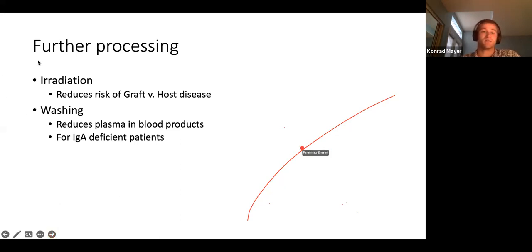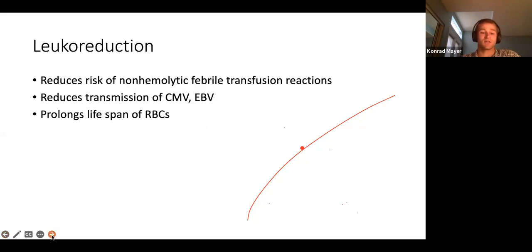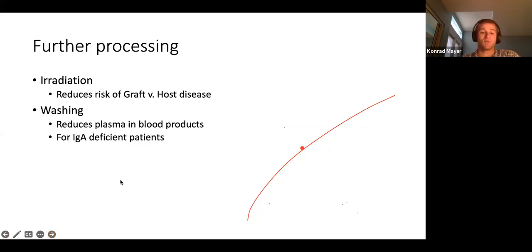Okay, so basically all this processing, the leukoreduction, is just taking stuff out of the blood products that the patients could potentially react to. The healthier the patient, the less processing has to be done, and the more risk factors the patients have and the more preconditions, the more the blood products need to be processed.